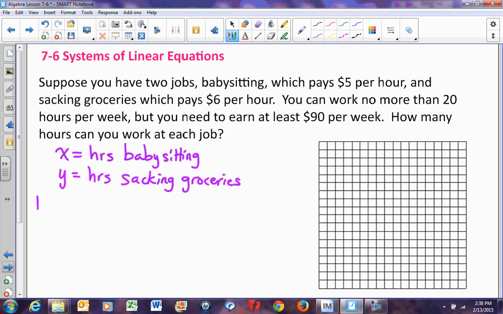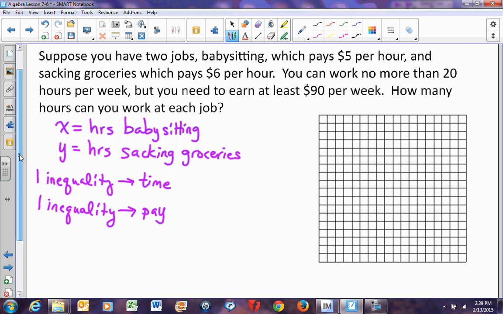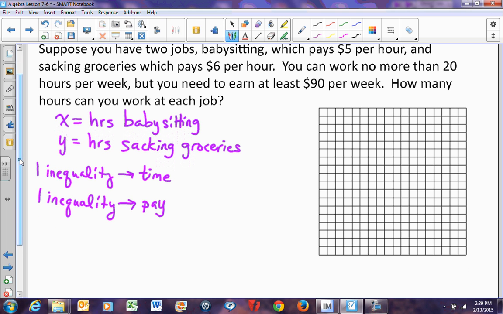So one inequality based on time, and then a second inequality based on pay. So if we keep that in mind, if I earn $5 per hour babysitting and $6 per hour sacking groceries, and I have to earn at least $90, that will be the pay one. So let's look at the one with time.